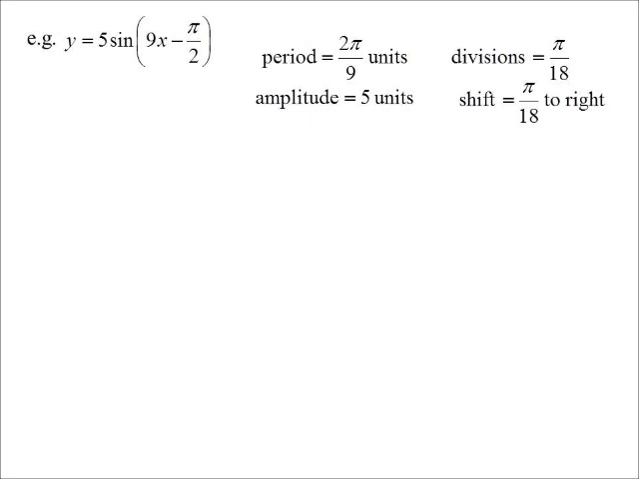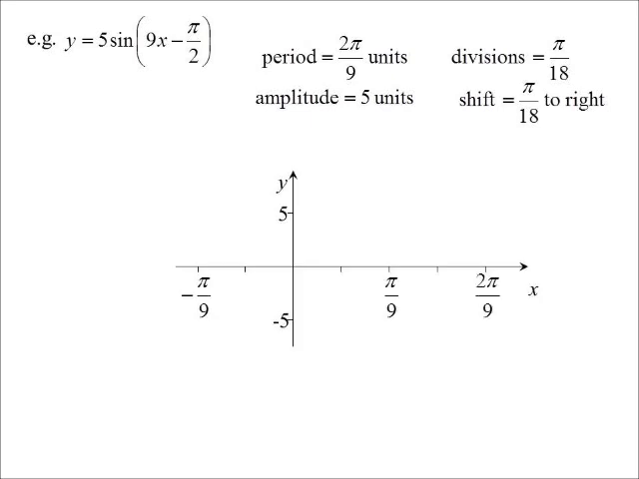I deliberately picked those numbers nice so that the shift was the same as the divisions there. Okay, but you see I'm drawing up exactly the same graph. But on the amplitude, instead of writing 1 and -1, I'm writing 5 and -5. And on the divisions, instead of writing multiples of pi, I'm now doing multiples of pi on 9.